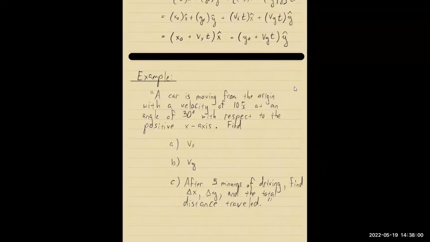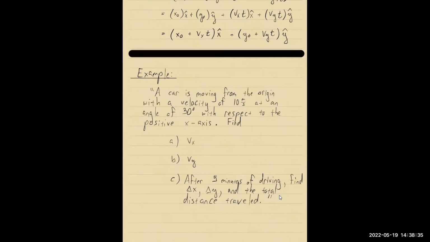So here I've whipped up a problem of motion in 2D with constant velocity, just to help us get more acquainted with actually working with these kinds of equations. So the example says that a car is moving from the origin with a velocity of 10 meters per second at an angle of 30 degrees with respect to the positive x-axis. The problem wants us to find the x and y components of this velocity vector. And after 5 minutes of driving, it wants us to find the displacement in the x direction, the displacement in the y direction, and the total distance traveled.